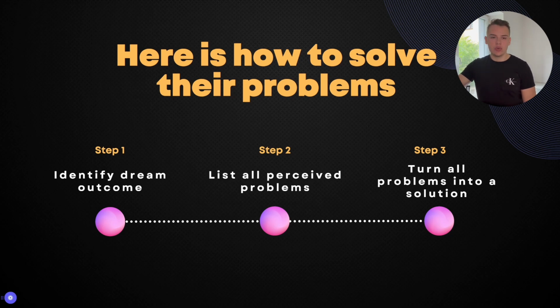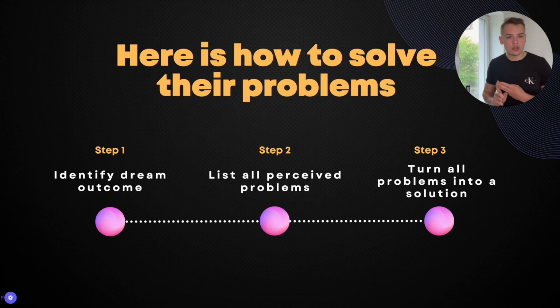So here is how to actually solve their problems. And this is the most important part, because business is just solving other people's problems, okay? If you can solve their problem, then they want to pay you, okay? So step 1, identify their dream outcome. So you need to find what they actually want, okay? What they want, what is their dream outcome, how they want to be, okay? Step 2, list all perceived problems that can be out there. Step 3, turn all of those problems into a solution, okay? This is simple: you will identify what they actually want, then you will list all of the problems, and then you will turn all those problems into a solution that can actually help them, and that they will pay you for, okay?